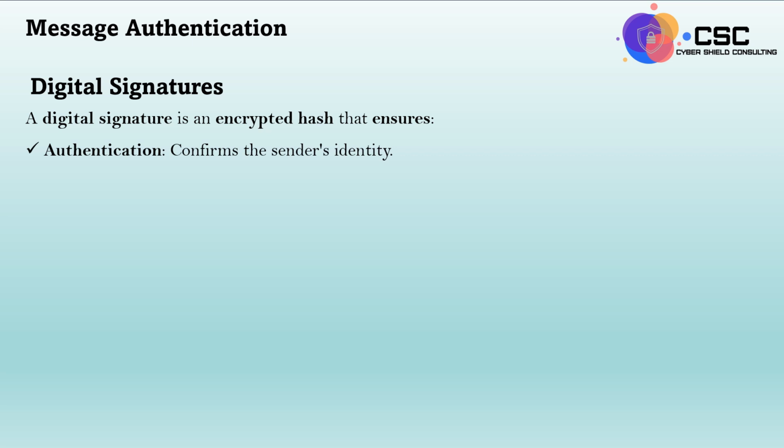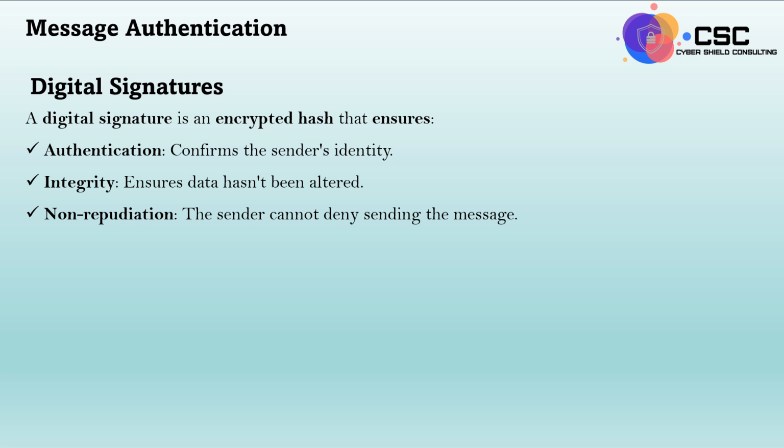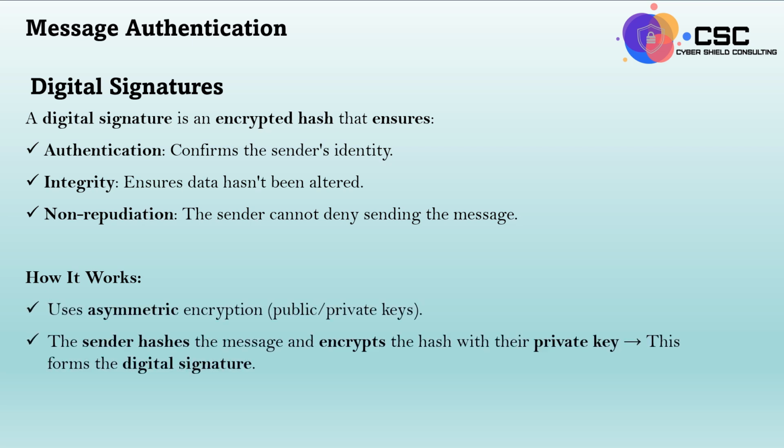Authenticity confirms the sender's identity, so the message is from the claimed sender. Integrity, this is to ensure the message has not been altered. And non-repudiation, where the sender cannot deny signing the message. So how does it work? The sender first hashes the message using a cryptographic hash function. Then the sender encrypts the hash with their private key. This encrypted hash is the digital signature.